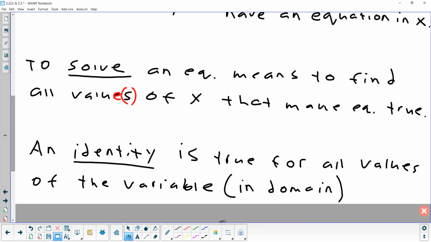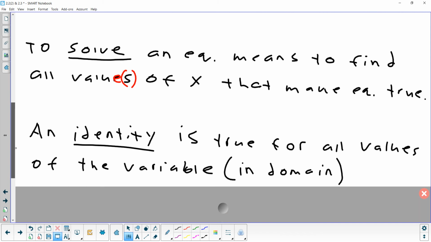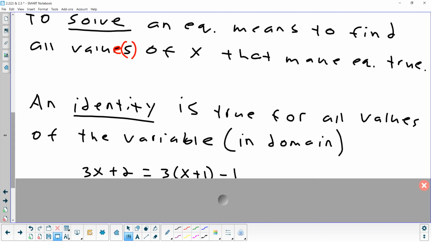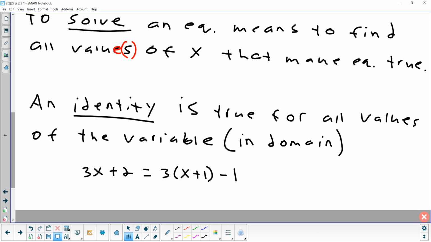An identity is a special type of equation that is true no matter what value you plug in for x. Most equations aren't like that. Lots of equations only have, maybe one or two values that make it true. But in an identity, any value makes it true.